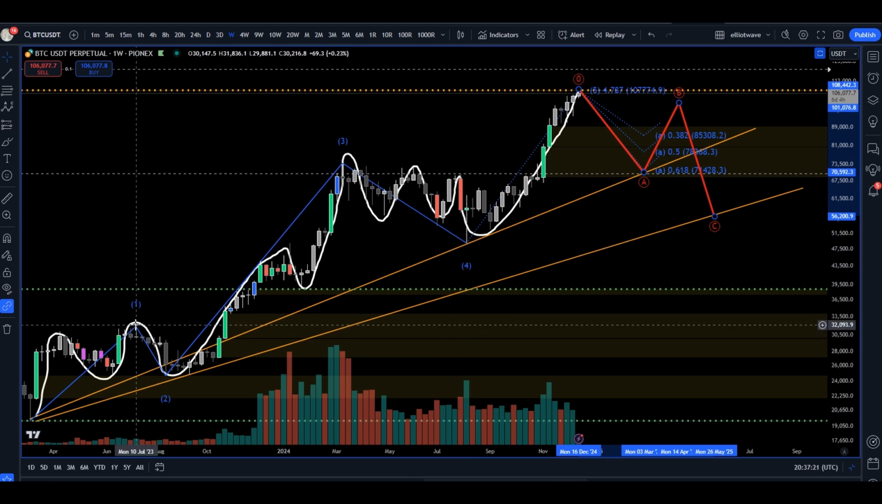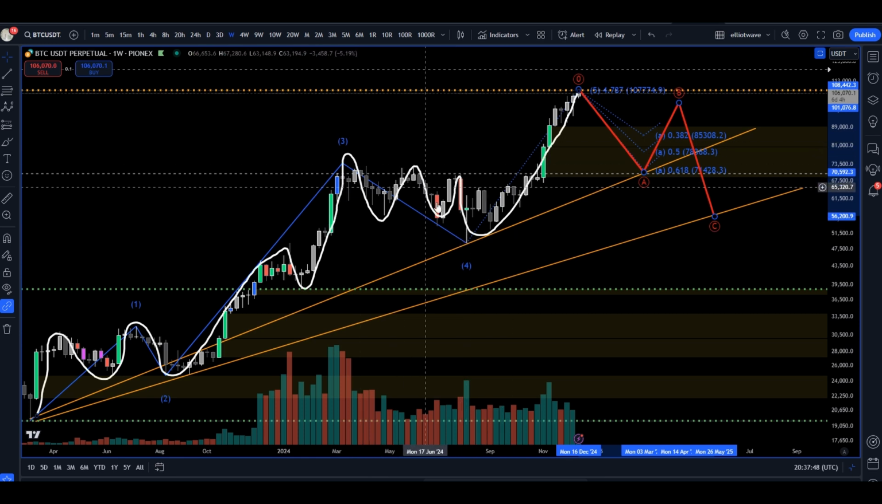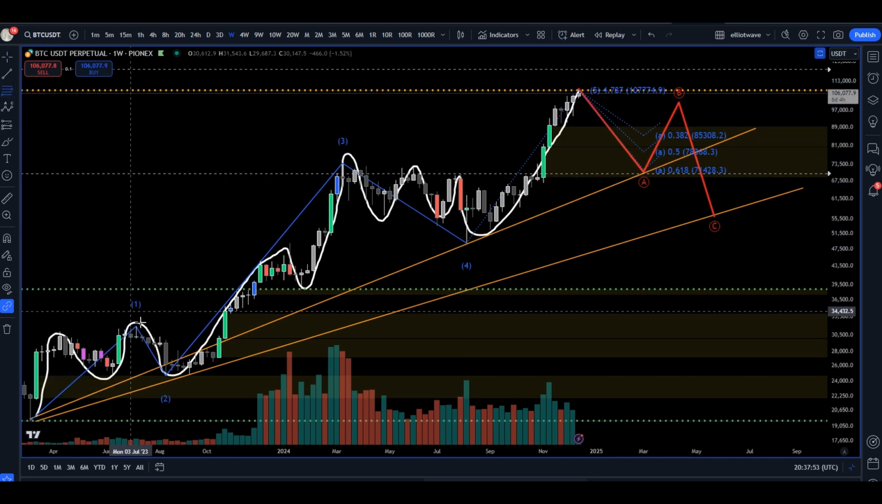Wave 4 must not overlap with the price territory of Wave 1 in impulse waves, except in diagonals. Understanding these rules is crucial for accurately identifying wave patterns and making informed trading decisions. For example, measure Wave 2 up to see Wave 3's extension, typically at the 1.618 or 2.618 Fibonacci levels of Wave 1.